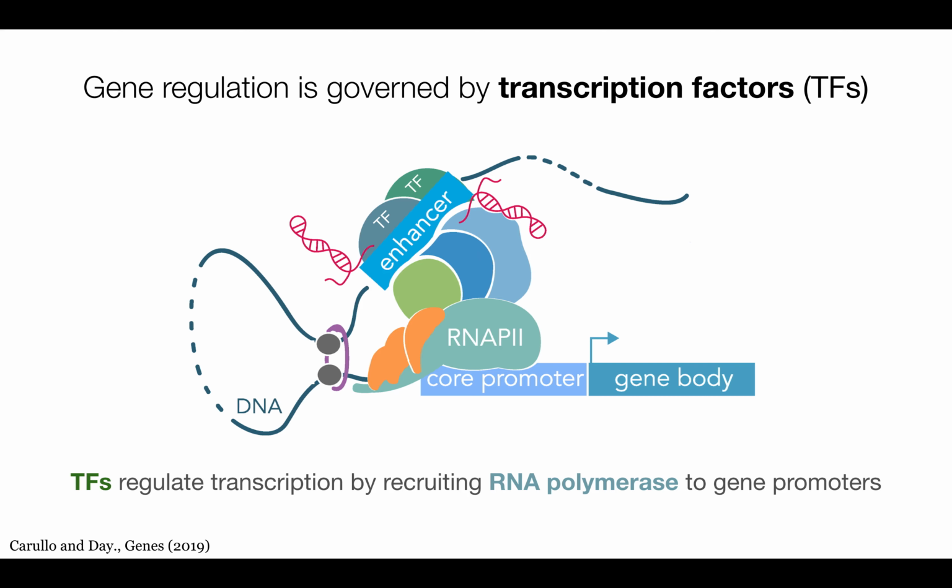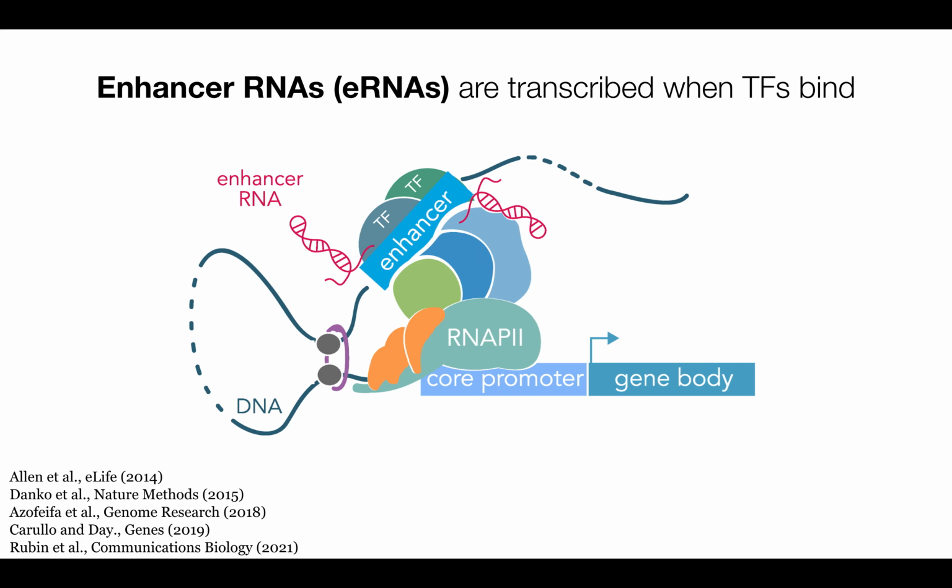So gene regulation is controlled by transcription factors, or TFs. They do this by binding at enhancer and promoter regions, recruiting RNA polymerase to promoters, and driving the transcription of a target gene. Previous experiments have shown that when TFs bind to these enhancer regions, short bidirectional transcripts are produced at these enhancers. These transcripts are called enhancer RNAs or eRNAs.